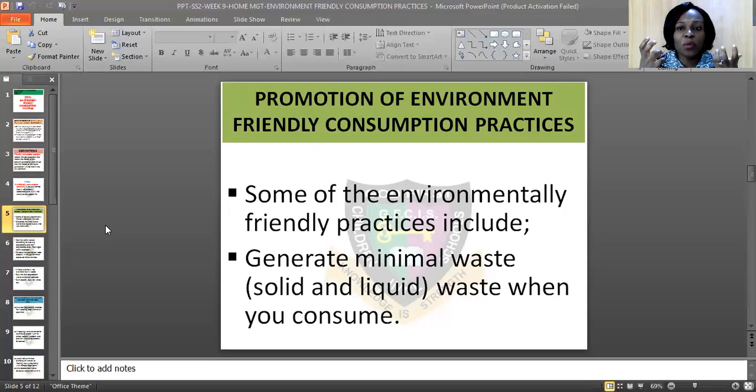Then our liquid waste, you know, you waste it in the form of water, isn't it?